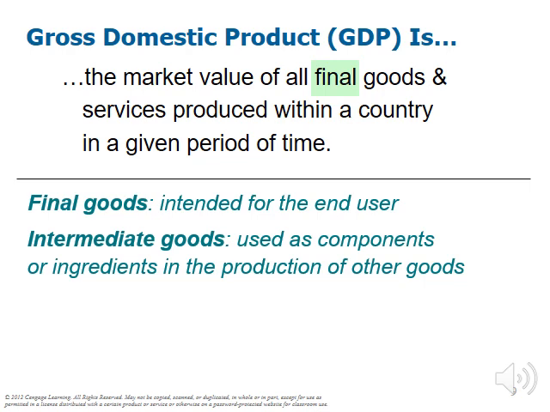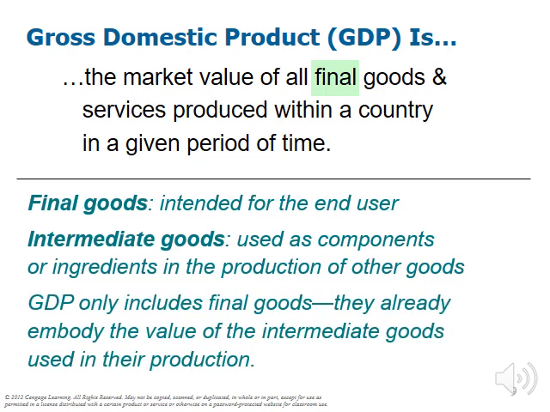In the process of making that pickup truck, they may have purchased 4 tires from Firestone Tire Company. If we looked at the value of the tires when purchased from Firestone and took that value and then added it also to the value of the final Ford pickup truck, we would have counted the value of the tires twice. In order to avoid double counting, we only consider final goods in the calculation of GDP. GDP only includes final goods. They already embody the value of intermediate goods that were used in their production.